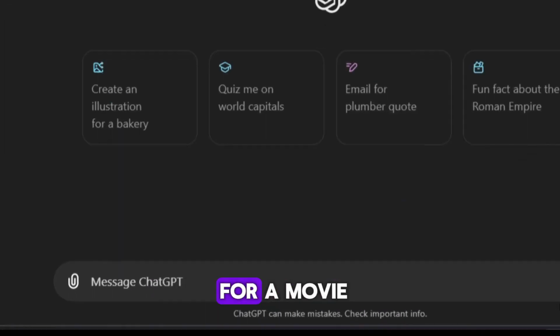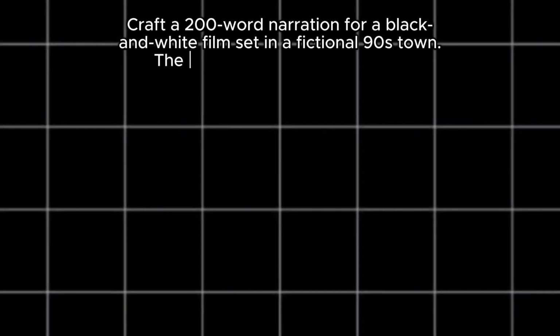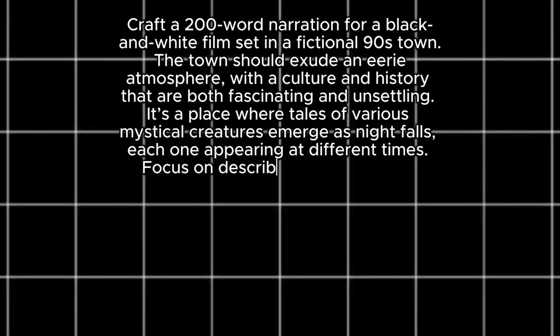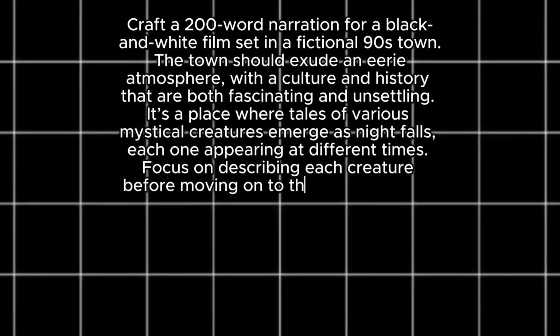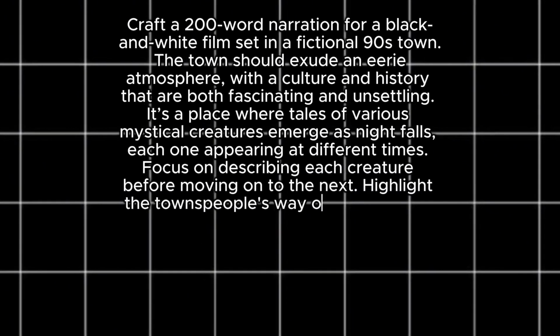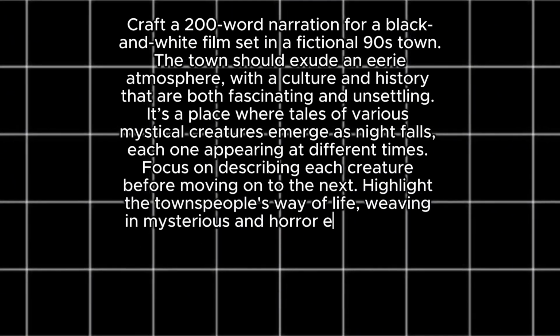To generate a script for a movie, we use this prompt: craft a 200-word narration for a black and white film set in a fictional 90s town. The town should exude an eerie atmosphere with a culture and history that are both fascinating and unsettling. It's a place where tales of various mystical creatures emerge as night falls, each one appearing at different times. Focus on describing each creature before moving on to the next.